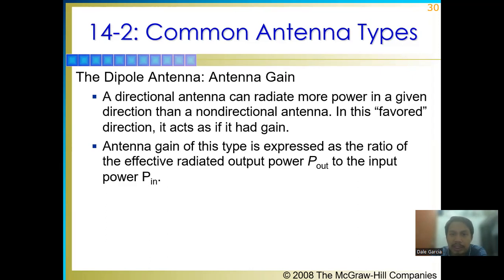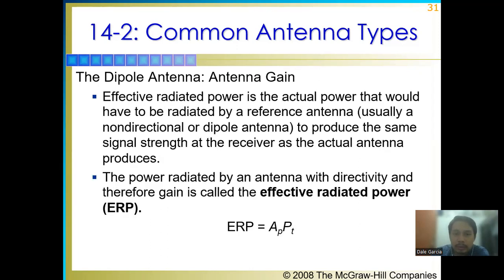So antenna gain of this type is expressed as a ratio of effective radiated power to the input power. So it is still output over input. The power measured at a specific point is the output power. The input power is the power radiated by the antenna, somewhere in the middle of that radiation pattern. So this is the formula, actually. The power radiated by an antenna with directivity, and therefore gain, is called the effective radiated power.